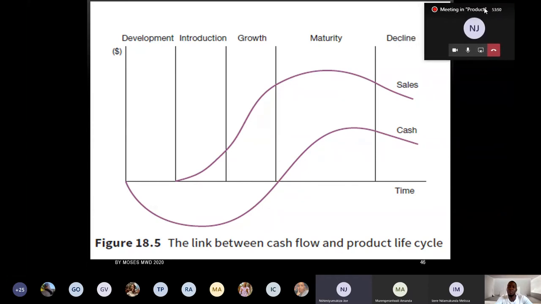Between growth stage and maturity, which one do businesses prefer more? What would you prefer yourself? I would prefer growth. Why? Which stage has more sales? Growth. You didn't understand. Here we say sales increase rapidly. We didn't say sales are more. We just said they increase rapidly from here up to here. But still, on maturity stage, sales are higher than growth.